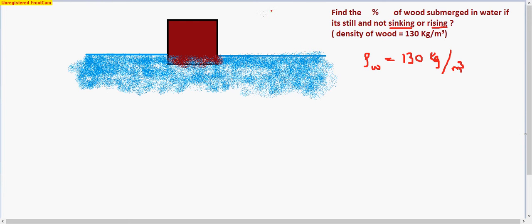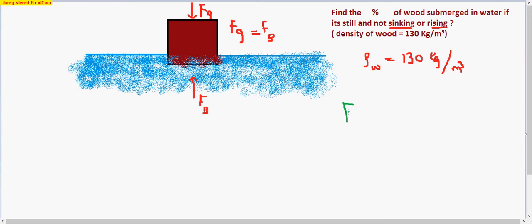From that we can infer that the weight of this wooden piece, let it be Fg, and the buoyant force Fb cancel out, right? Since it's not sinking or rising, it cancels out. So we can say that Fg is equal to Fb. It doesn't sink or rise.